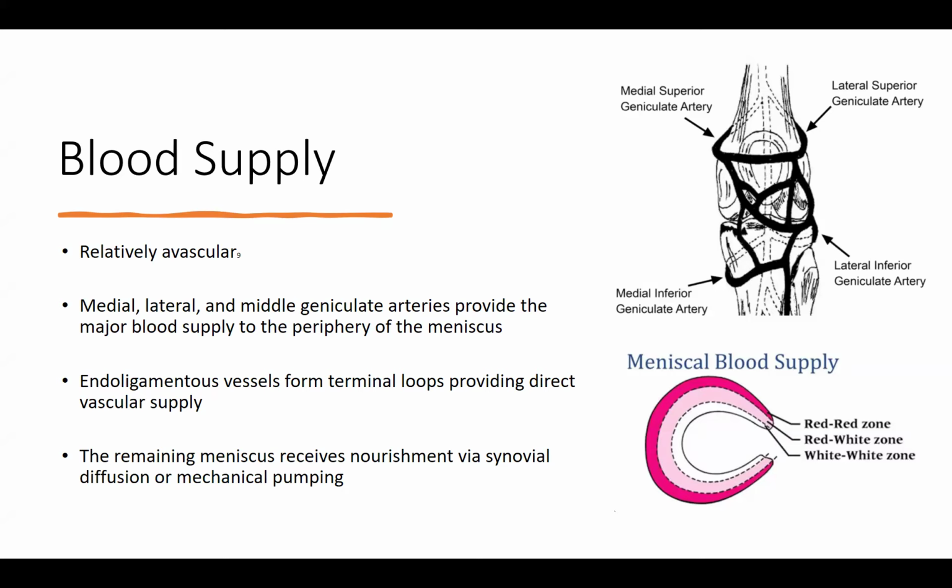Endoligamentous vessels, branches of the medial and lateral middle genicular arteries, provide direct nourishment for approximately the peripheral 10 to 30% of the meniscus. The rest relies on synovial diffusion or mechanical pumping during joint loading. This is critical for understanding the healing potential for injuries to the structure, given the relatively avascular nature. To make matters more complex, the vascularity of the meniscus seems to diminish as we age. This can be a critical factor when determining repair, especially in the middle-aged or older population.